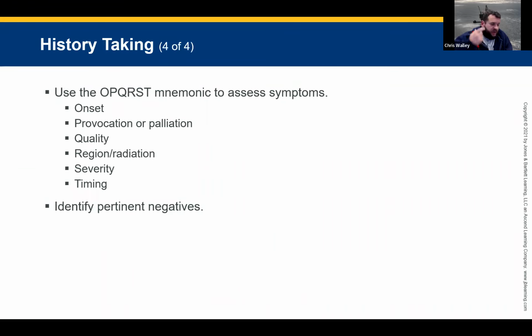R is the region or radiation. Why I want to know about radiation is because is it going anywhere? If it's in my lower leg but I can feel it all the way down to my ankle, okay, well, it's in my lower leg but it's radiating into my ankle. S is the severity. I need you to give me a number. How bad does this hurt? And T is timing. About what time of day did this happen? Where did this pain start?